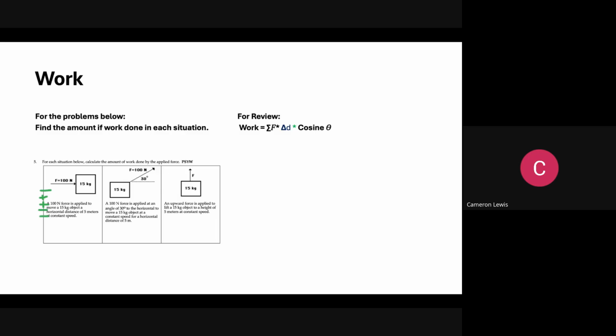So we have an applied force over some distance. And if we were talking about the angle, let's look at that angle, and this will tell us our work. The force that we have is 100 newtons, and that's over 5 meters.